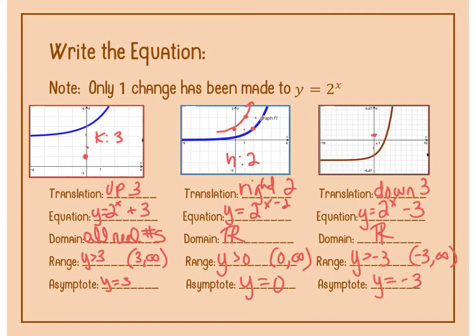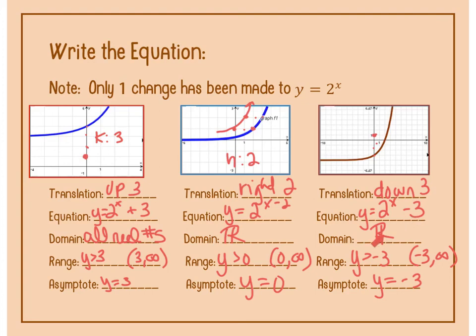Hopefully you were able to pause the video and try this one on your own. And I'm going to point to what we did. This graph went down 3. Okay? So then that means my K value was -3. And that -3 goes at the end here.